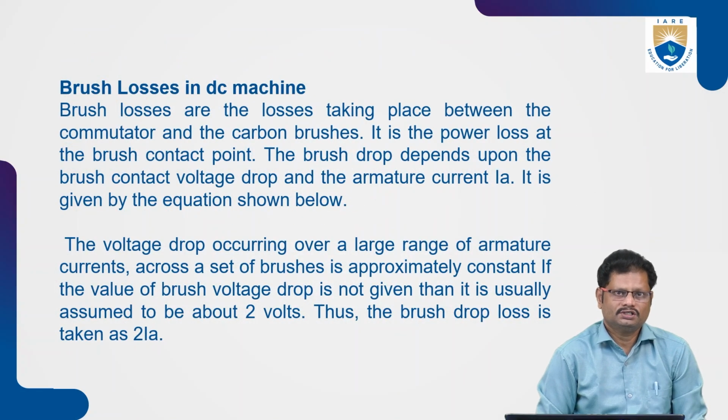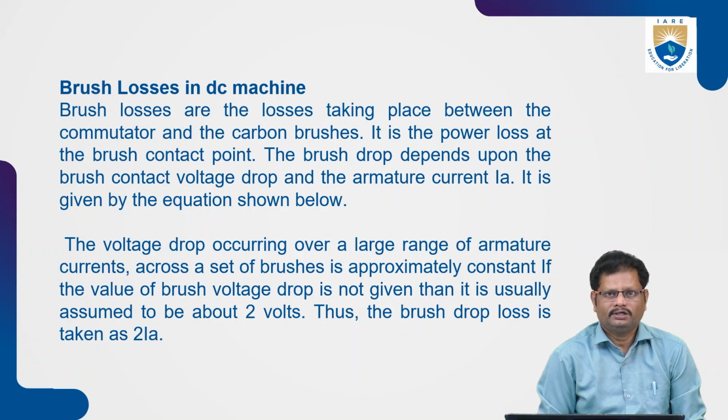And brush losses in distribution. Brushes here means we are using carbon or graphite brushes. So two brushes will be there. Brush losses are the losses taking place between the commutator and the carbon brushes. It is the power loss at the brush contact point.